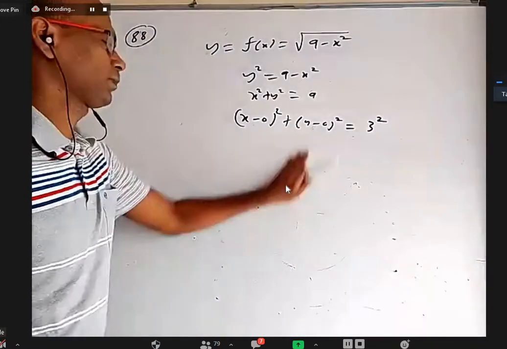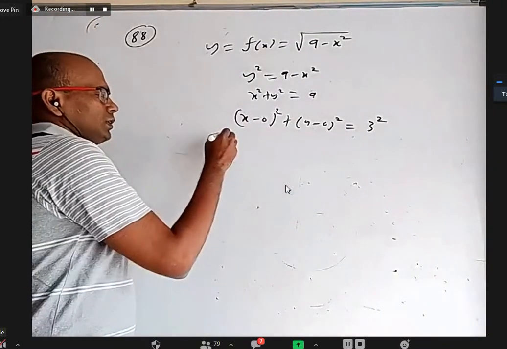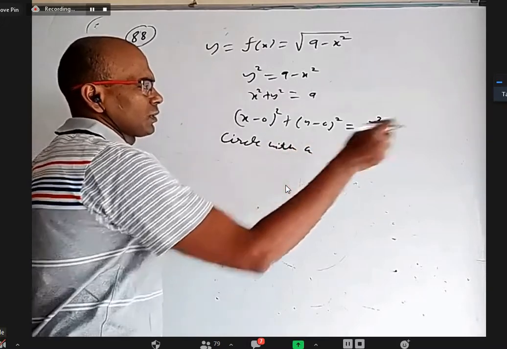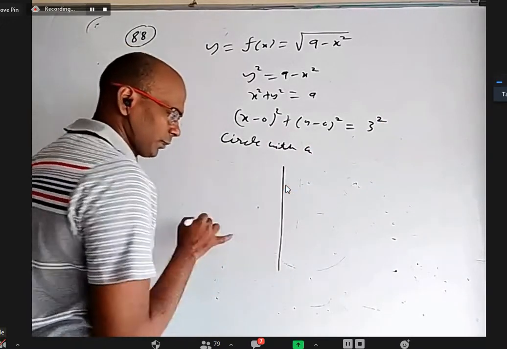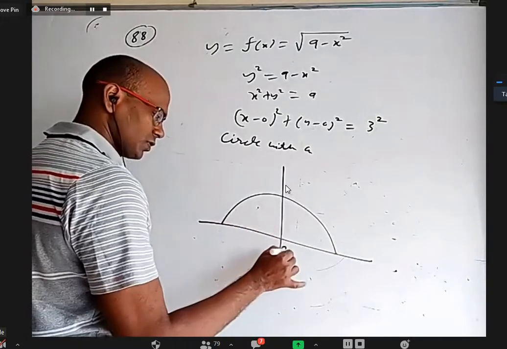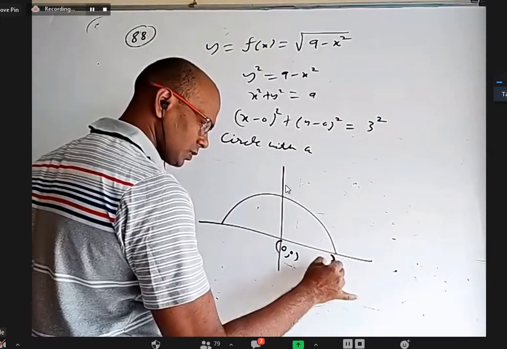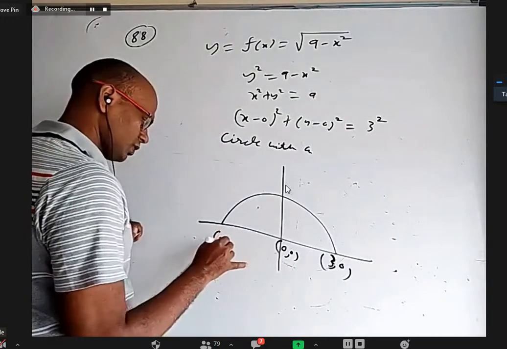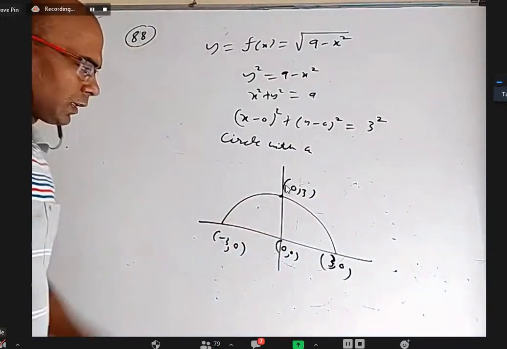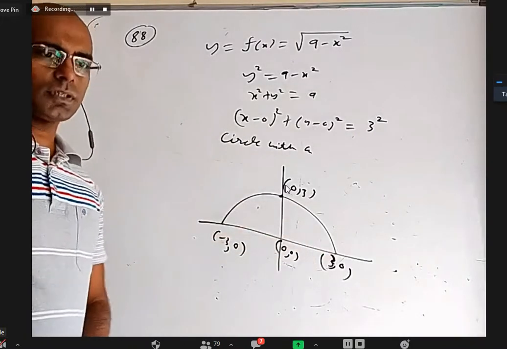So here, this is a circle with center 0, 0 and radius 3. I want to write all that. Okay. So now when I draw only the semicircle, this is 0, 0. This is 3, 0. This is minus 3, 0. This is 0, 3. This is a graph of the function, the upper semicircle.